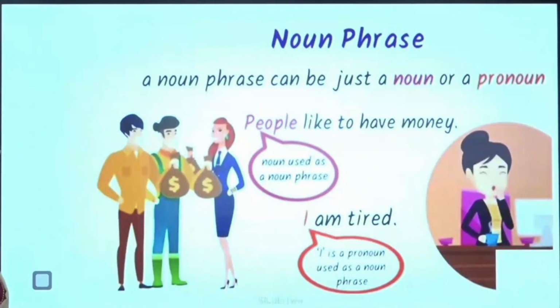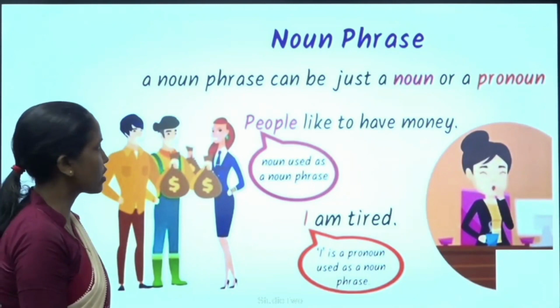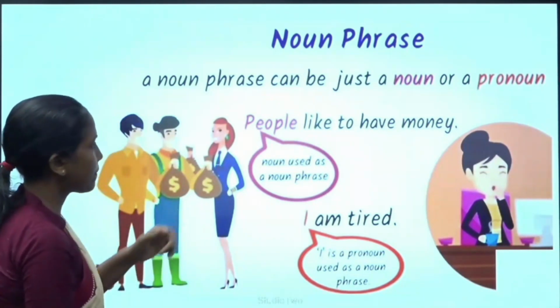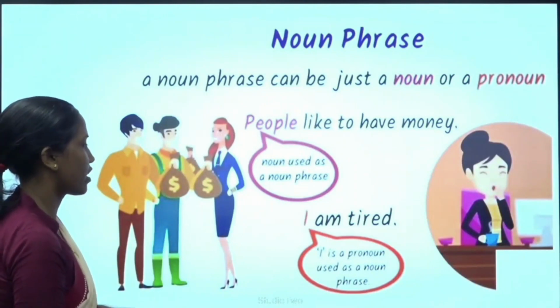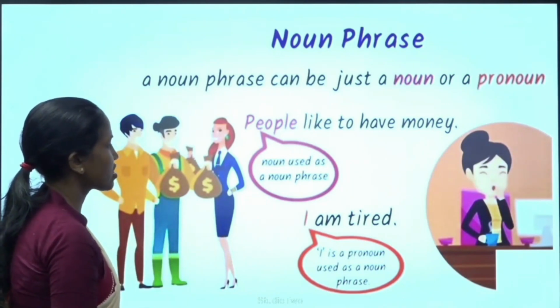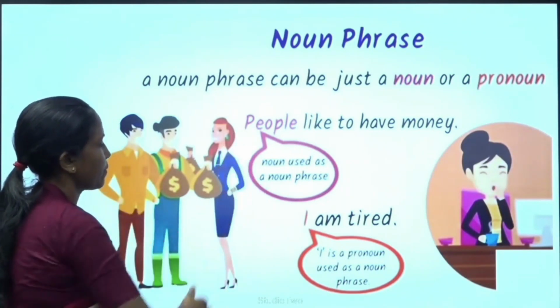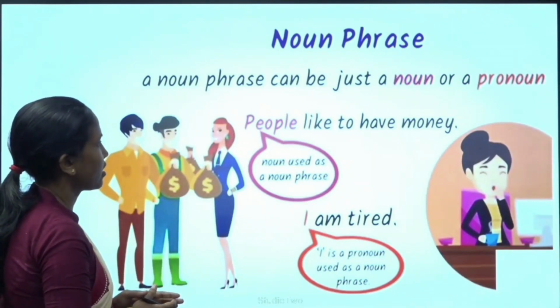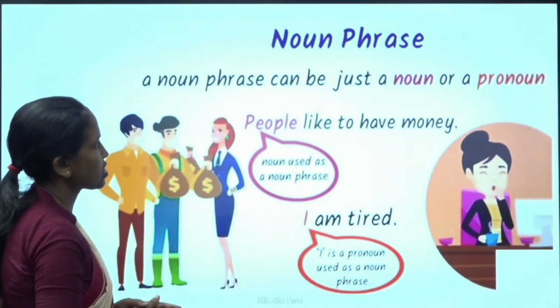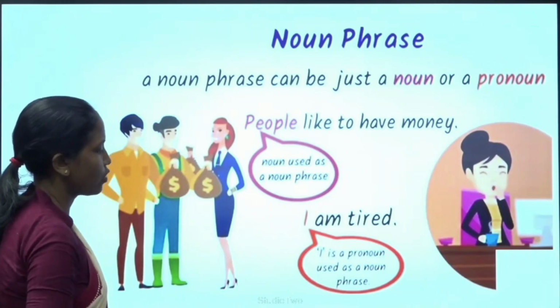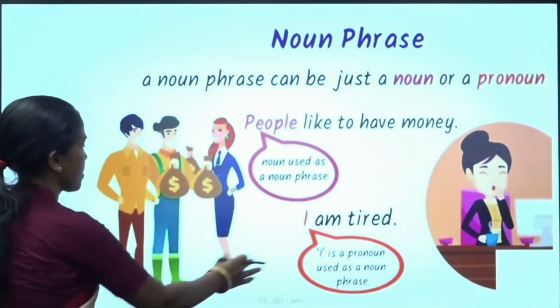Next you see, a noun phrase can be just a noun or a pronoun. Students, a noun phrase can be just a noun or a pronoun. People like to have money. Next example, I am tired. Here people is a noun used as a noun phrase. It's a single word, so it is used as a noun phrase. In I am tired, I is a pronoun used as a noun phrase.